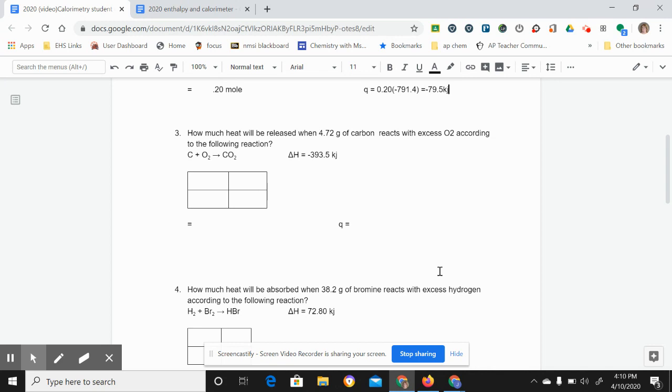Okay, we're given our delta H. We're trying to find our heat that's released. So we need to convert that 4.72 grams to moles. So 4.72 grams of carbon, 1 mole, 12 grams. Okay, you do your math on that. 4.72 divided by 12 should give you 0.39 moles.